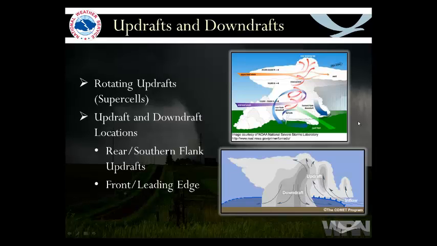Now let's take a look at updrafts and downdrafts in some more detail, including rotating updrafts or supercells, and the location of updrafts and downdrafts, including updrafts in the rear or southern flank of the storm, or in the front, forward, or leading edge.